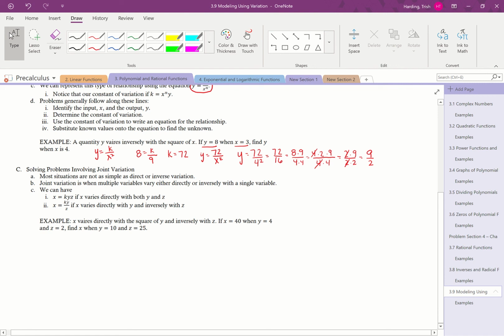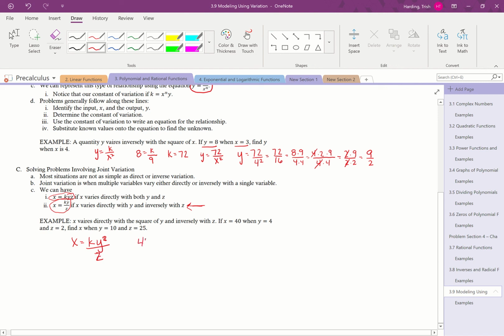So if it varies directly, we're looking at this equation. If x varies directly with y, we're going to be looking at this equation. So x varies directly with the square of y and inversely with z. So it's going to look like this one, because it's going to vary directly with the y and inversely with z. So we know it's the square of y, so we're going to have k y squared divided by z.